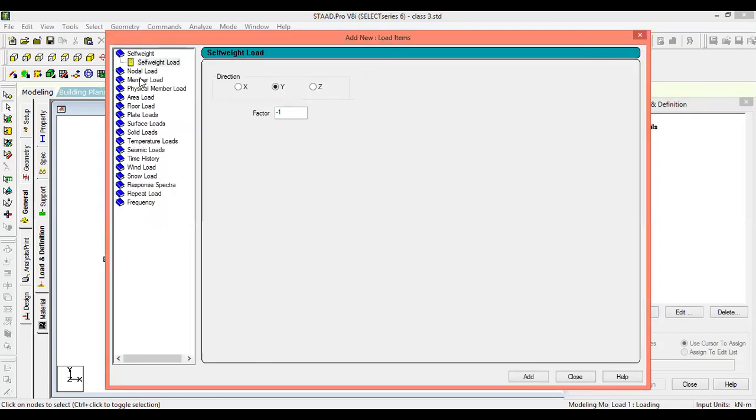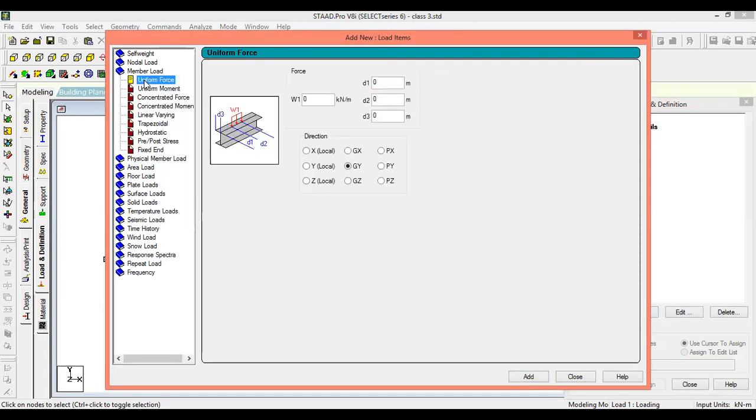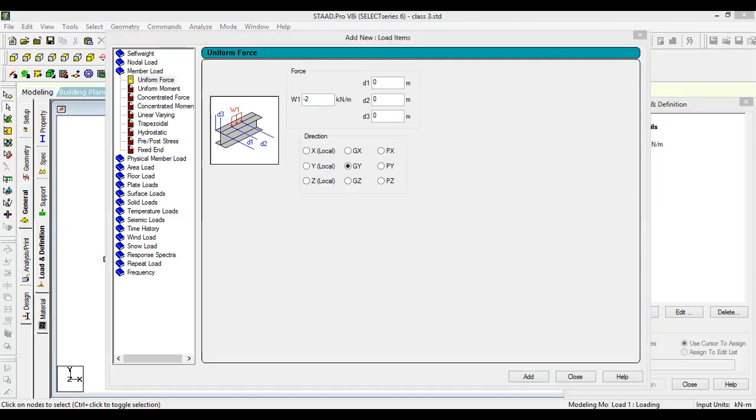And the first load is a UDL of 2 kilonewton per meter throughout the span. You will go to member load, uniform force, minus 2 kilonewton per meter, add. And the second load is a UVL, but the maximum load was at 1 meter from the left hand support in the second span.